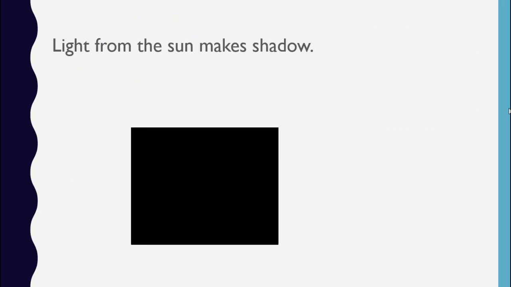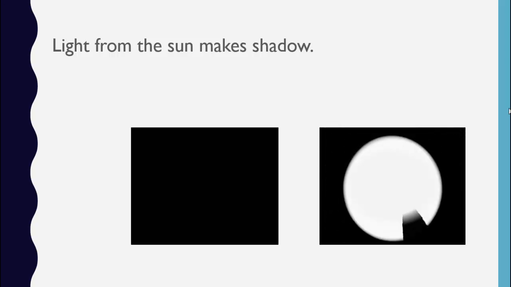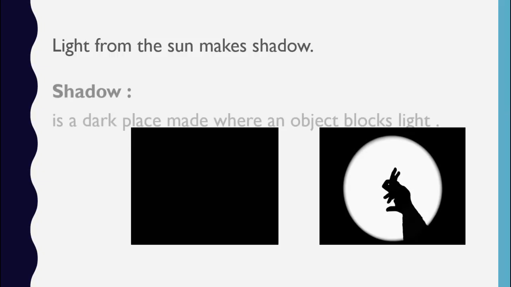Imagine with me that now I dim the lights in my room. Then I use a flashlight and my hand to cast a shadow. So, think with me. What causes shadows outside during the day? Yeah, that's right. Light from the sun makes shadows.